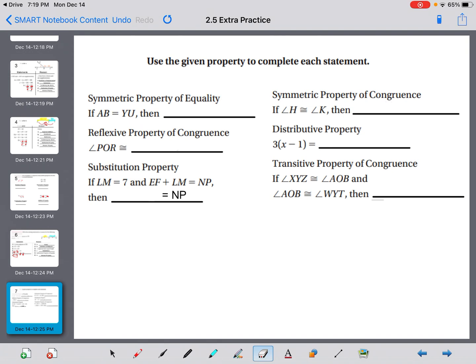Okay, lastly, it says use the given property to complete each statement. So, symmetric property of equality. Remember, symmetric means to flip the equation. If AB is equal to YU, then YU is equal to AB.